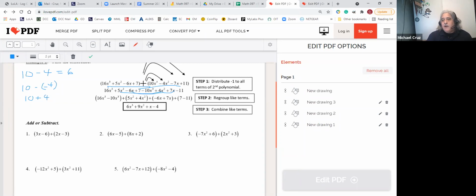So see what's happening here is the negative sign goes to the positive 10x and makes it negative. The negative of a negative 4x squared is positive 4x squared. And the negative of a negative 7x is positive 7x. The negative of a positive 11 is negative 11. So that's that same thing coming back.